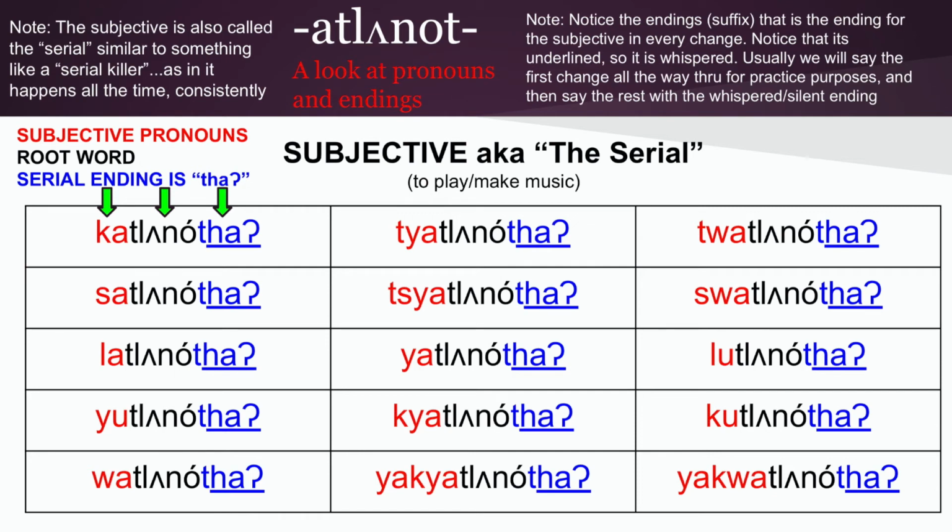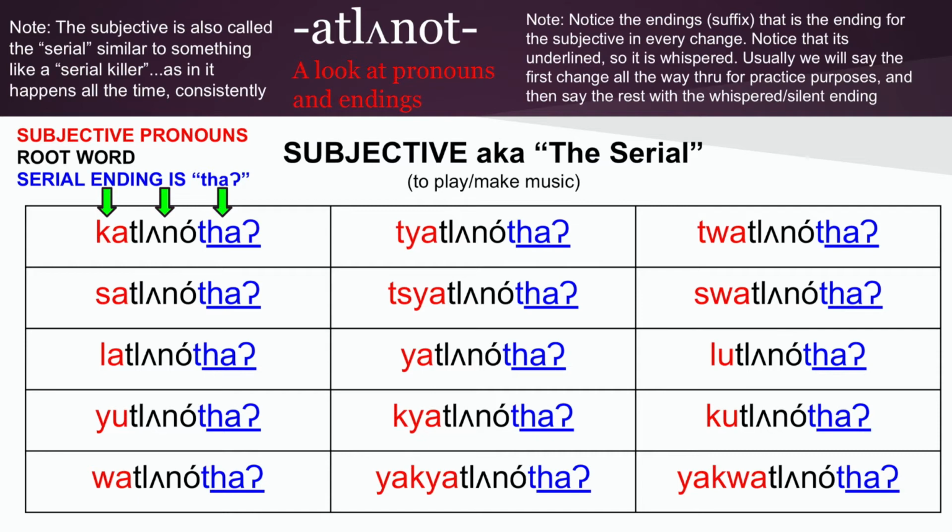All right, so on this slide, I always keep the root at the top and the meaning. Remember, we're still talking about the subjective. We're learning 5 sets of conjugations today. This is the first set. It's called the subjective. We also call it the serial. Sometimes if you hear me say the serial, it means the subjective as well.